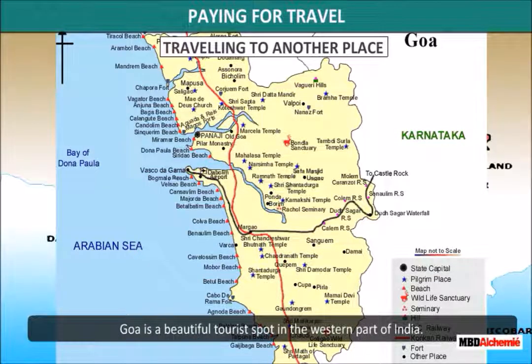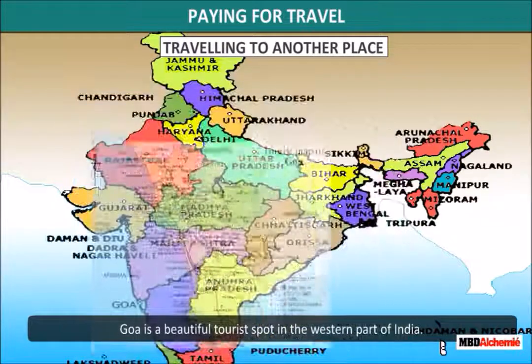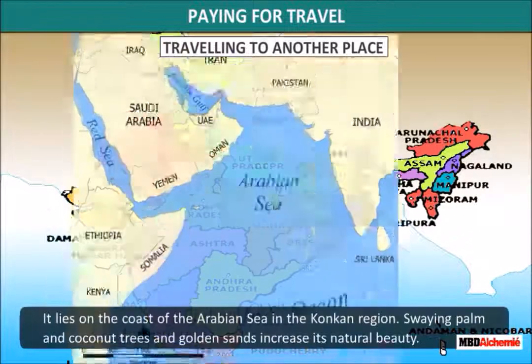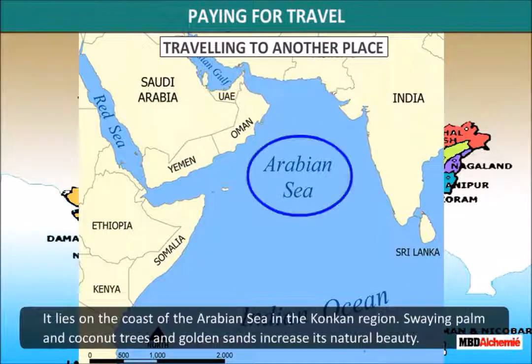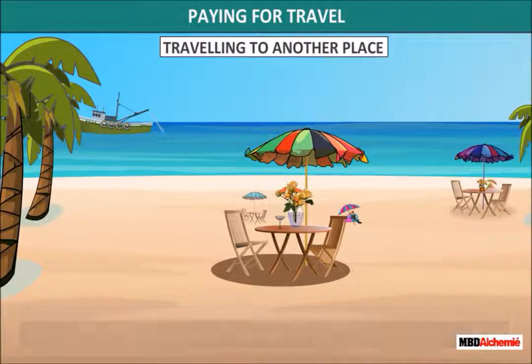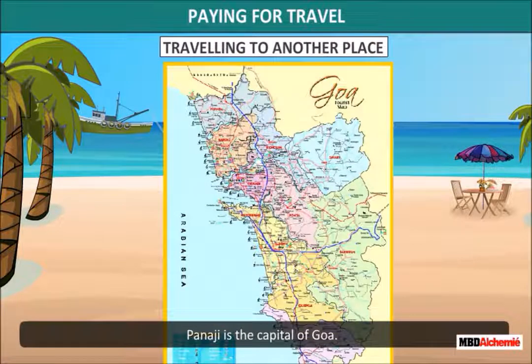Traveling to another place. Goa is a beautiful tourist spot in the western part of India. It lies on the coast of the Arabian Sea in the Konkan region. Swaying palm and coconut trees and golden sands increase its natural beauty. Panaji is the capital of Goa.